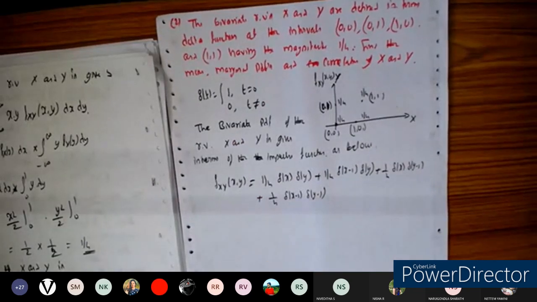So done, right? Now for this, let us find out the marginal PDFs. Yes, we will find out the marginal PDFs, and then we will find out the mean and the variance.